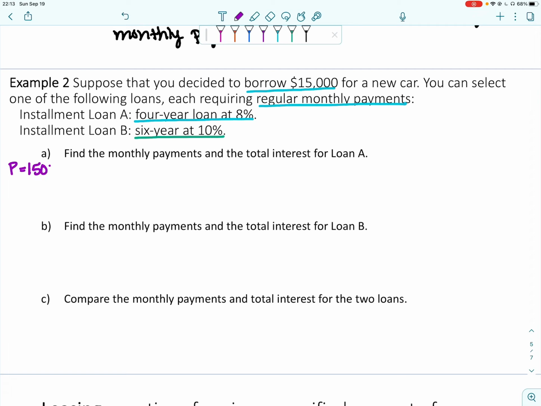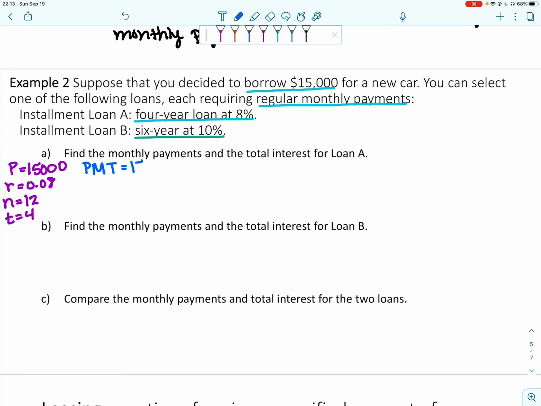So P is 15,000, R is 0.08, N is 12, T is 4. I went ahead and turned that percentage into a decimal right away. I didn't even bother writing it down as a percentage. I just turned it into that decimal in my head as I was writing it down.